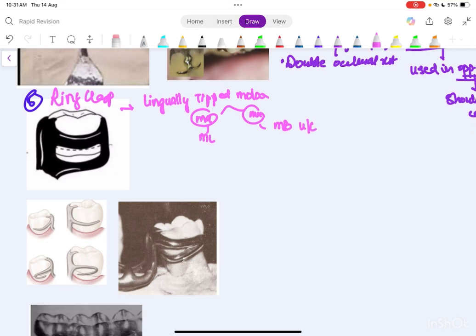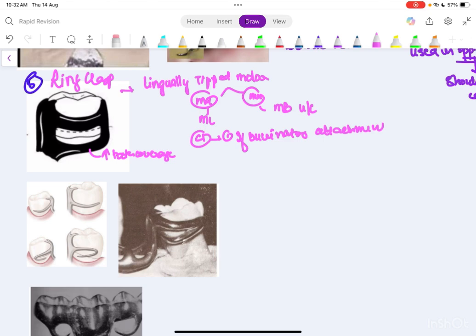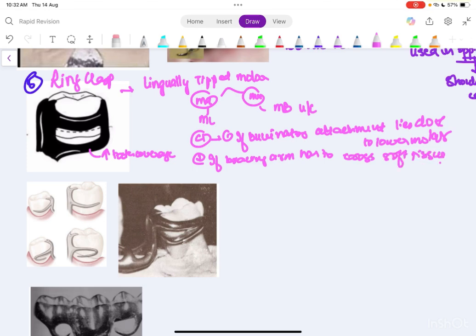Okay, now there are a lot of disadvantages because there's increased tooth coverage, so it is difficult to prepare and so on. It also has contraindications. First one is if buccinator attachment lies close to the lower molar, and second is if the bracing arm has to cross a soft tissue undercut.